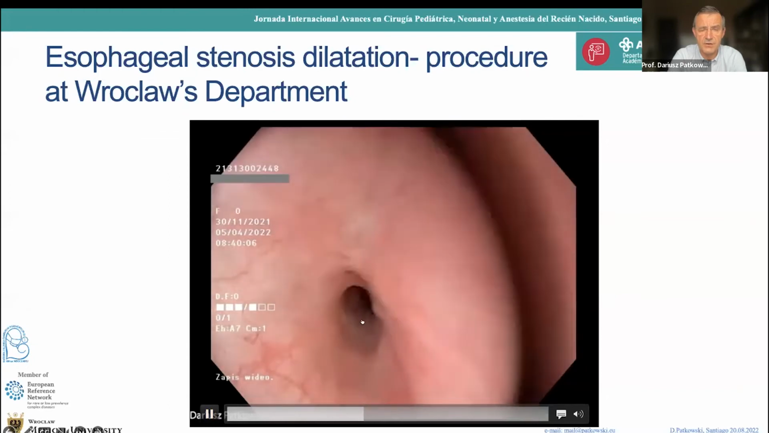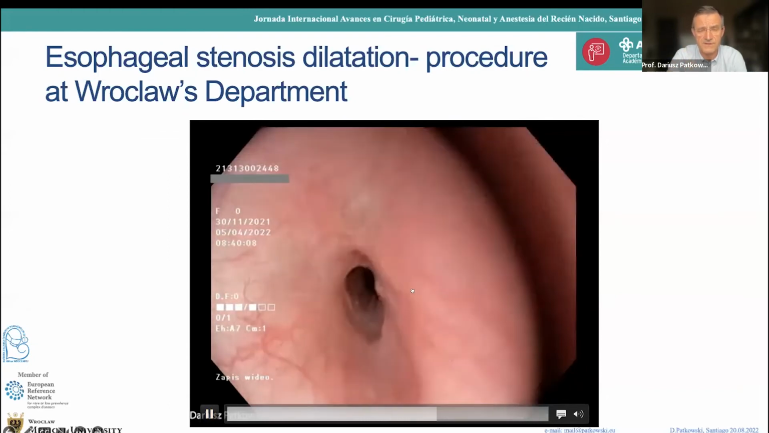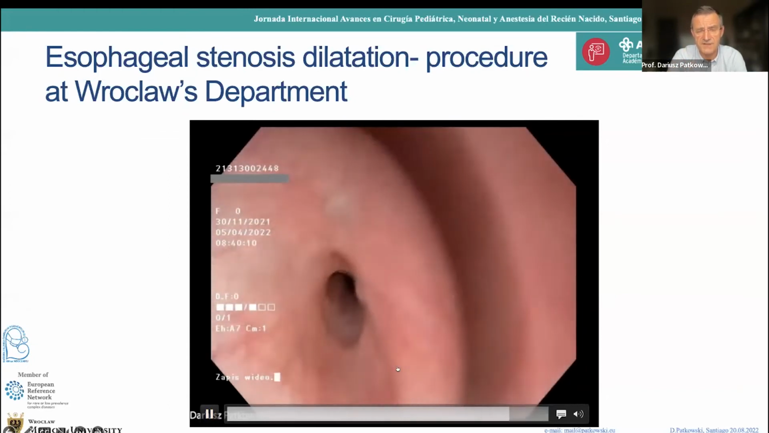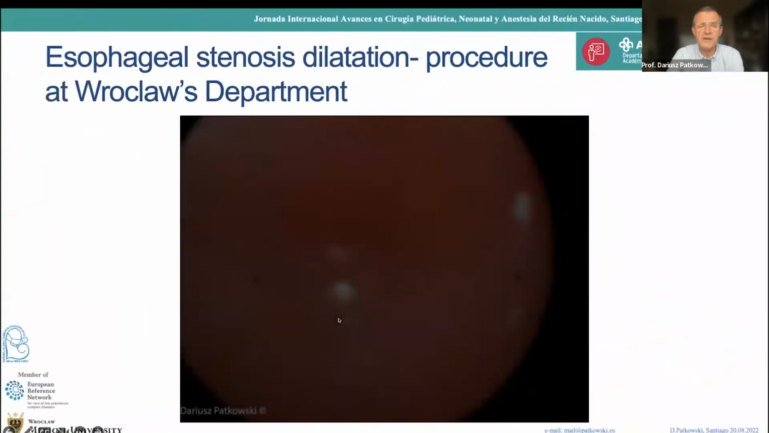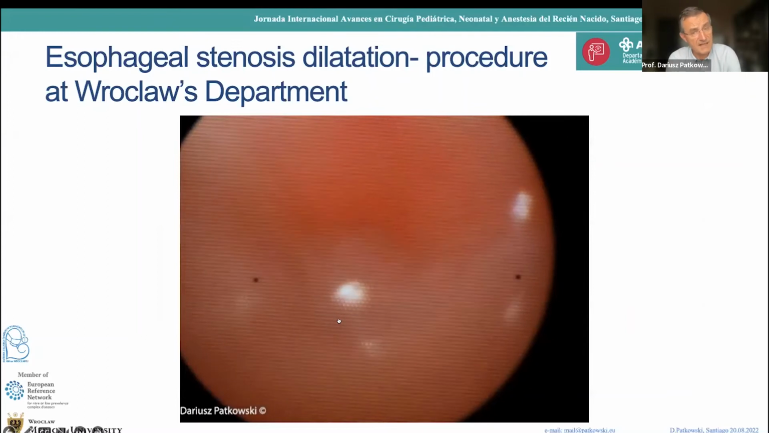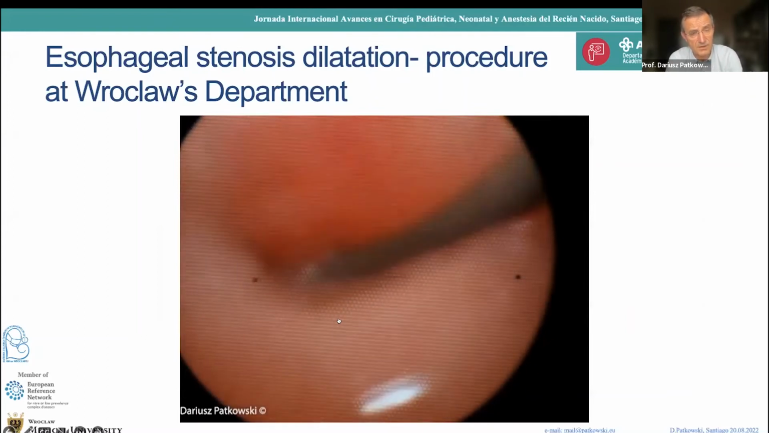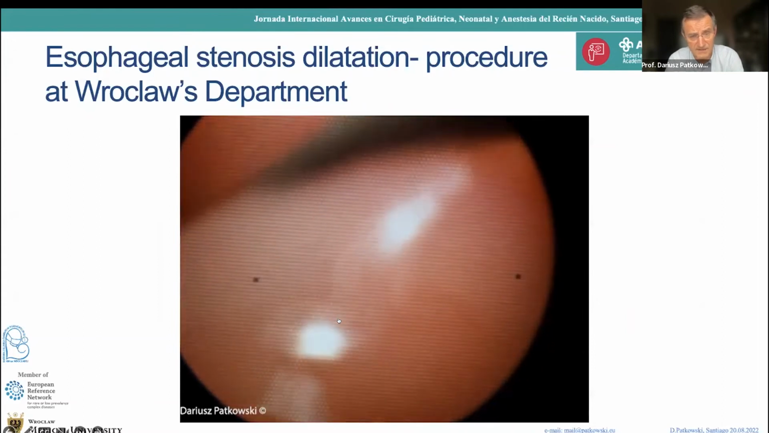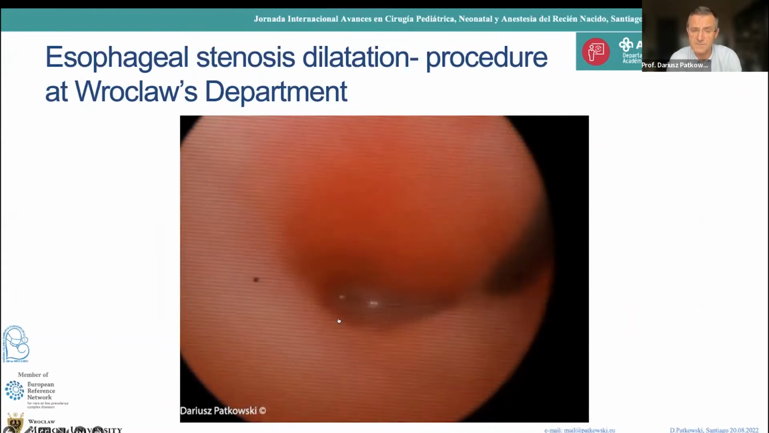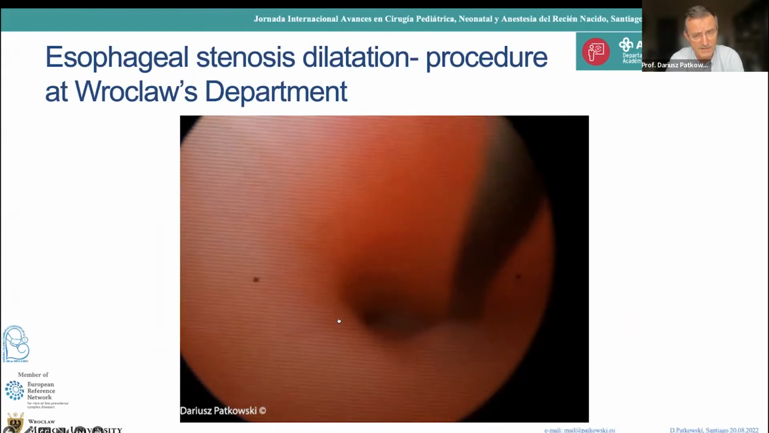The stenosis is very narrow. The size of the endoscope is 6 millimeters, so we can see the difference. The stenosis is probably about 2 millimeters in size. So if we have a picture like this, sometimes it's not so clear. It's old equipment, and you cannot see any lumen at the stenosis. But in my experience, you can always find a way down.